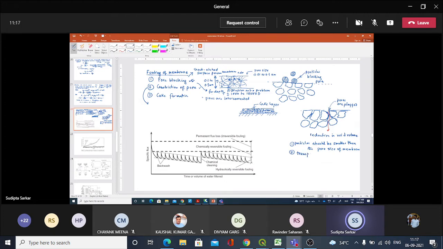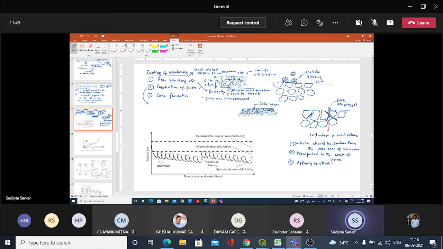So they must be transported to the walls of the pores, or the chance of them hitting the pores should be high. And third, they should have an affinity to attach with our pore surface.